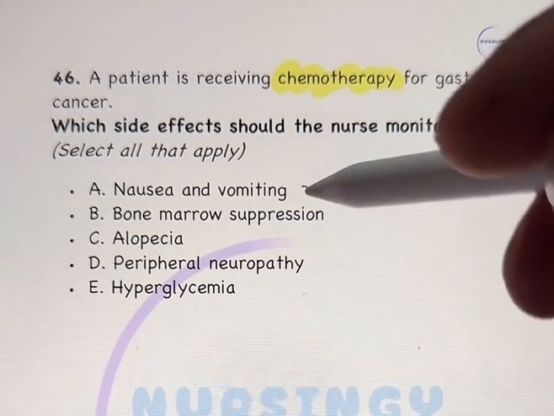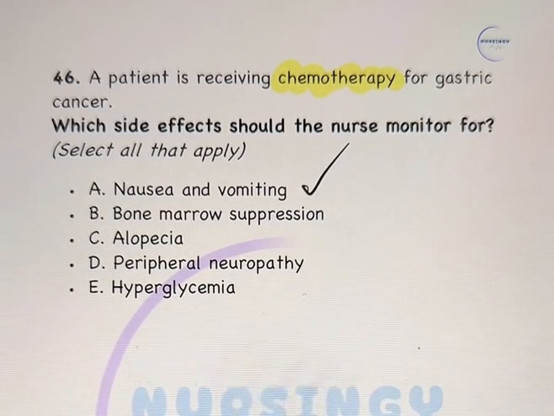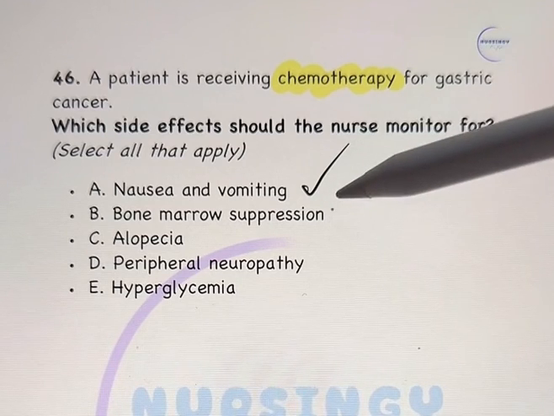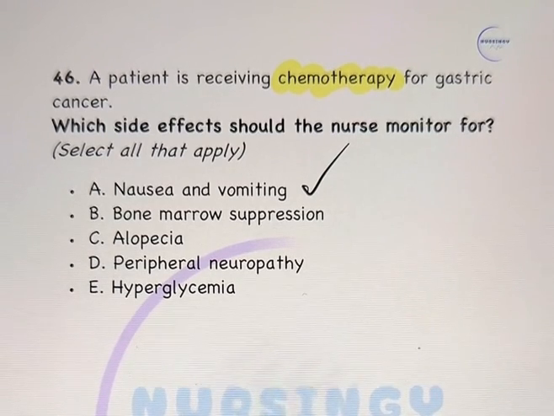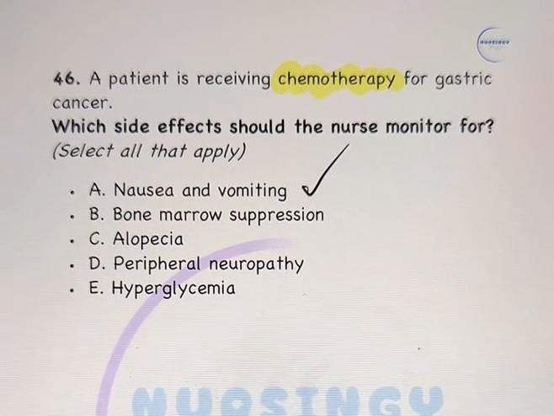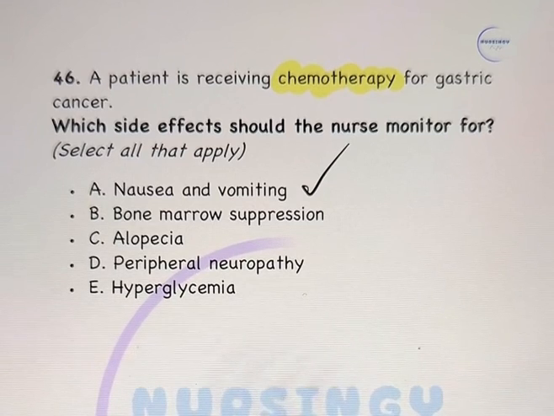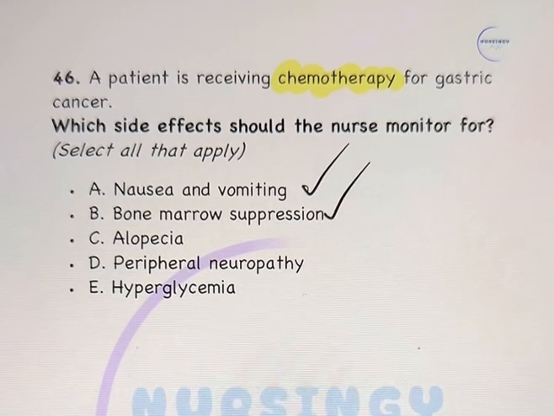What about bone marrow suppression? Can chemotherapy affect the bone marrow? Yes. Chemotherapy is known to suppress the bone marrow. That's why most patients have anemia, neutropenia, and thrombocytopenia. They will have a lower white blood cell count, lower red blood cell count, and fewer platelets. Next is alopecia, hair loss, the most common, most expected side effect.